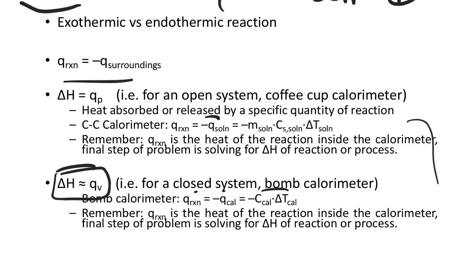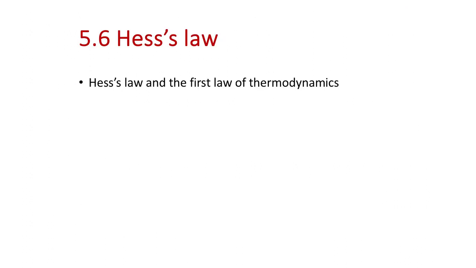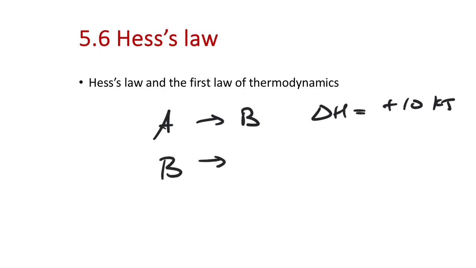Okay, so let's move off of calorimetry into Hess's law. Now, Hess's law to me is actually pretty simple. This is the idea that if you know A goes to B, let's say the delta H here is plus 10 kJ for some generic reaction, then you know B goes to C is, let's say, negative 20. So we know B goes to C, that's negative 20.